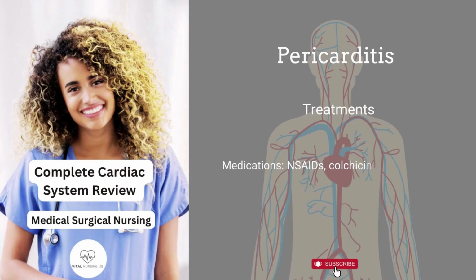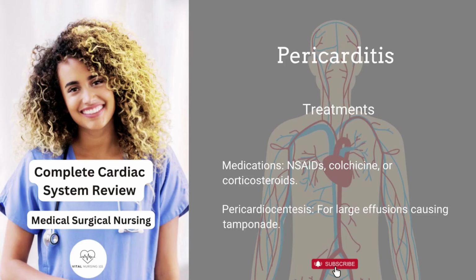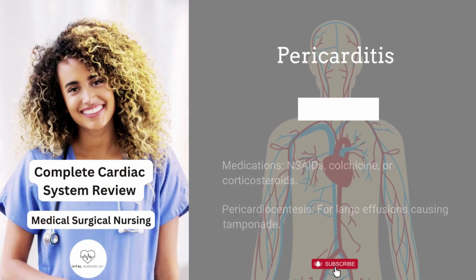Treatments are the following. Medications like NSAIDs, colchicine, or corticosteroids. Pericardiocentesis, which is used for large effusions causing tamponade.